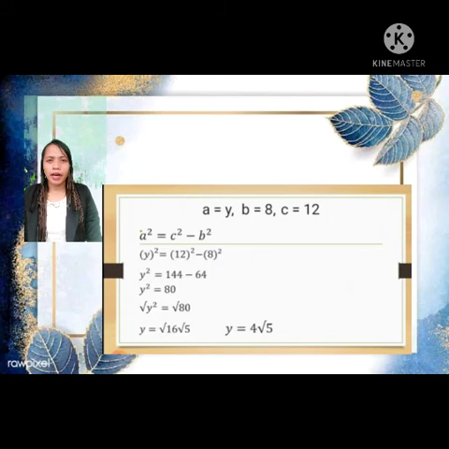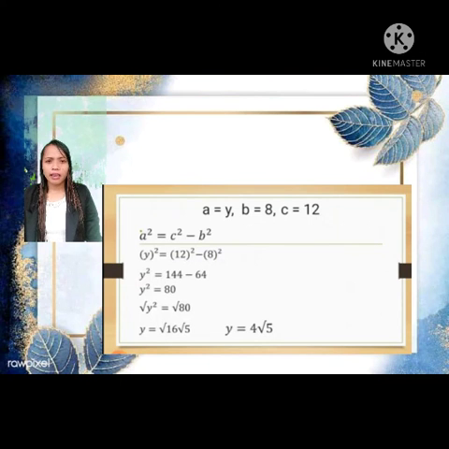Then the square of 12 will be 144 minus the square of 8, which is 64. So we subtract 64 from 144 and we get 80. So we now have y squared equals 80. And simplifying the equation, we need to take the square root of both sides: the square root of y squared and the square root of 80.